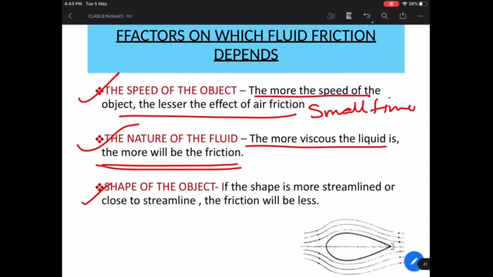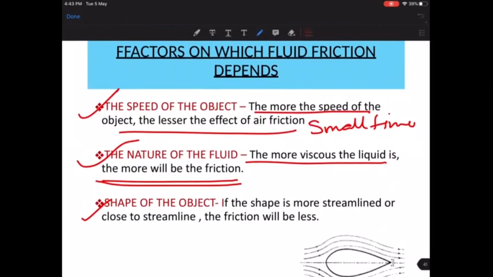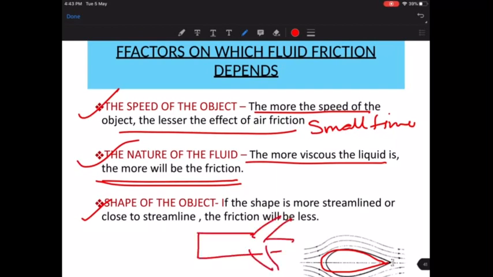Okay, someone is asking what is the meaning of streamline? Streamline means this shape. This kind of shape is called a streamline shape. The shape that you see here, this is a streamline shape. Suppose your shape is something like this, and let's say you have these wings here. Can you have a shape like this, a square shape or a rectangular shape?